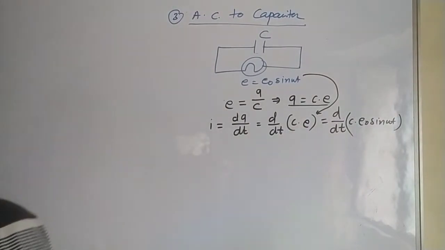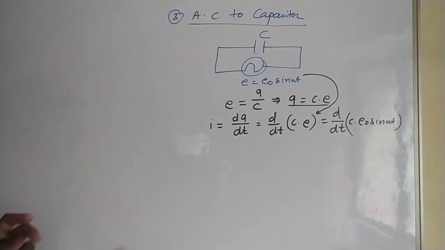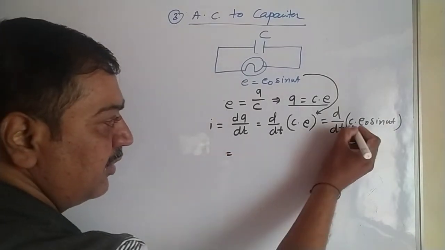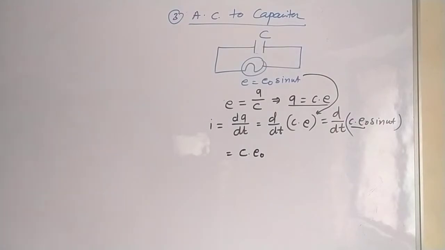We have put the value of E. While just taking a derivative of this, C into E0 are not functions of time, so take them outside. So this C into E0 that we have taken outside.